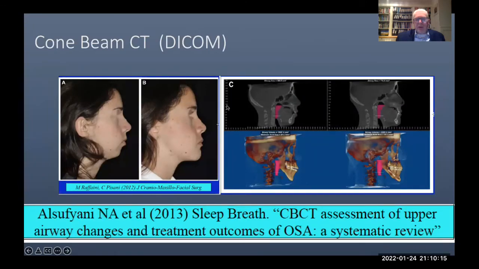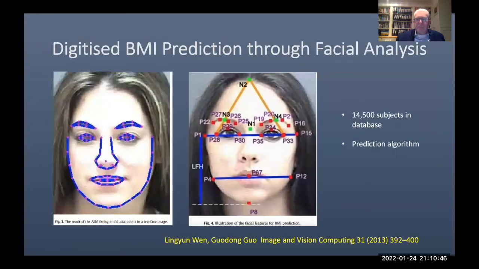Cone beam CT, again, I referred to that in terms of anatomical anomalies, predictive enlargement of the airway, fabulous imaging potentials, and it can be used perhaps to view the effectiveness of the oral appliance therapy in medical critical situations. But then again, that's a physician prescription, but it is a technology that's available. This is what I mentioned, BMI predictive. This was 14,000 subjects in a database, and there was a predictive algorithm for calculating the BMI relative to the facial morphology, to facial analysis.